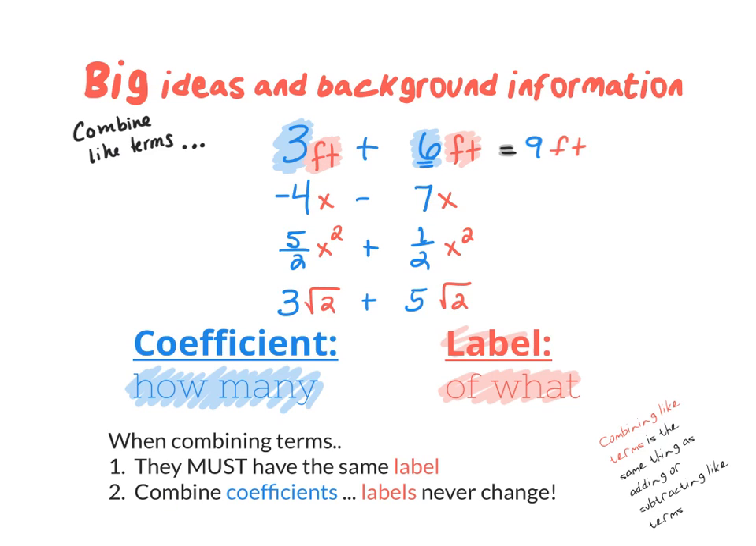And when we combine like terms, all we really do is combine their coefficients. So I took 3 plus 6 and that gave me 9. And their labels will never change. If I start with feet and I add more feet, I should have feet at the end.